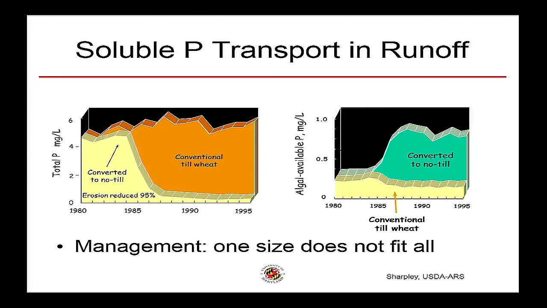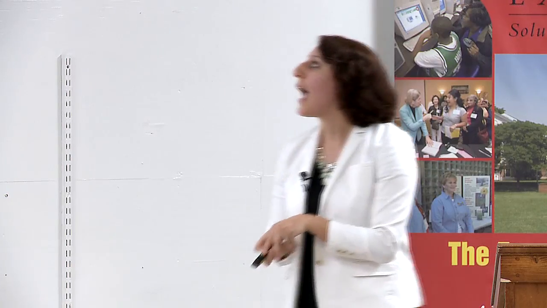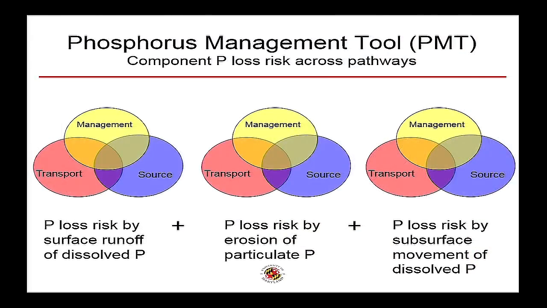So management is not one size fits all. I hope I've hammered that point home. It's field specific. And that's why the PMT that exists right now looks like this. You're taking into account the source, you're also taking into account the transport, but you're also including that management factor. And you're really helping steer your management by having it part of how it calculates that final score. So you've got surface runoff, dissolved P, erosion of that particulate P, and that subsurface movement of that soluble P.